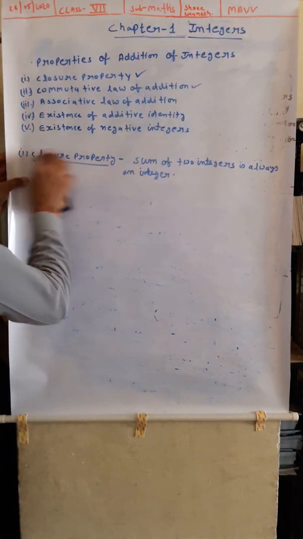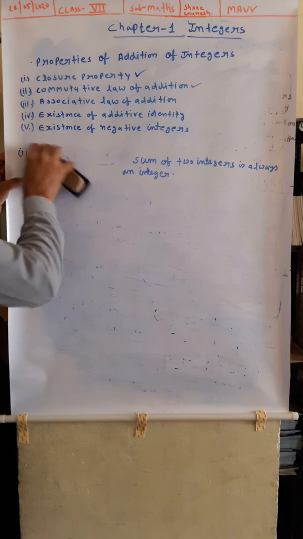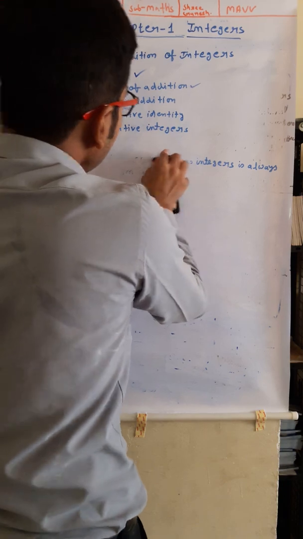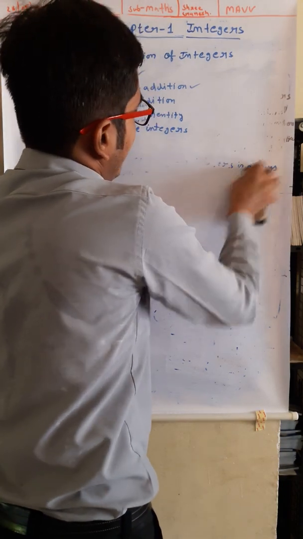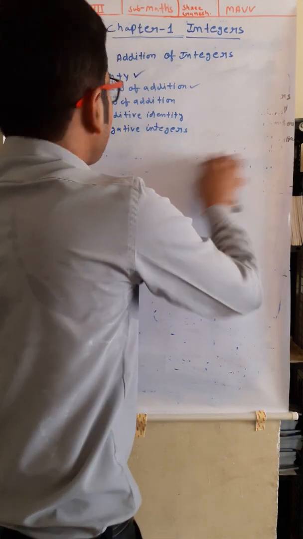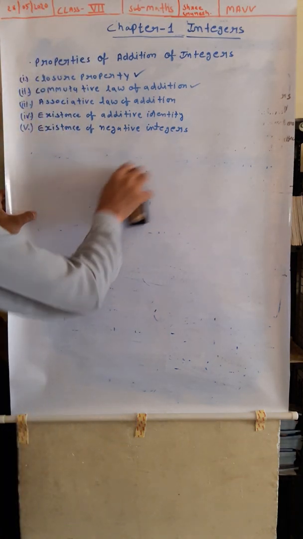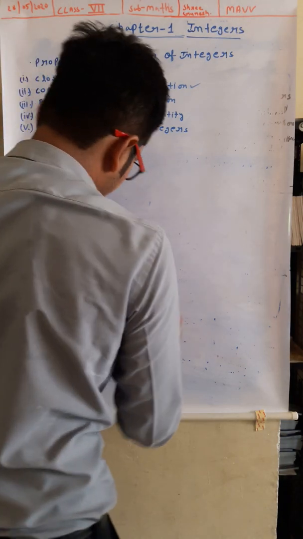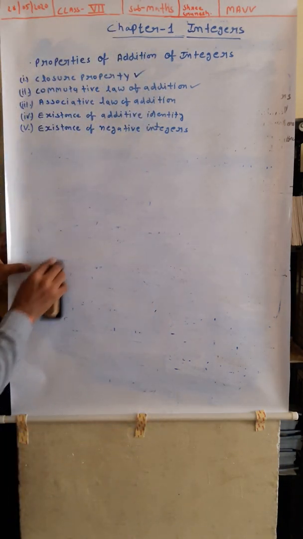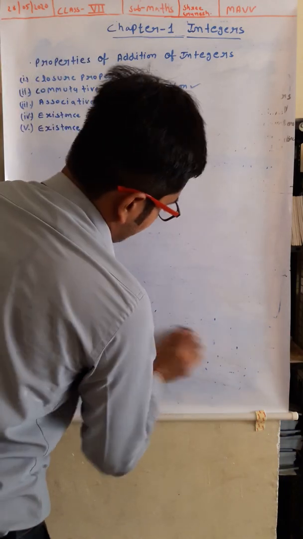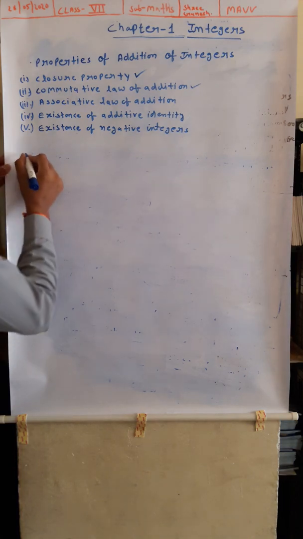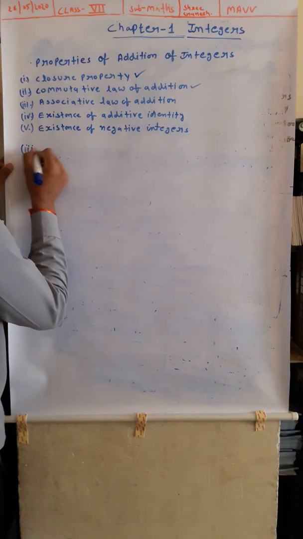Closure property we discussed. What is closure property? The sum of two integers is also an integer. And what is the second property we discussed? The commutative law of addition, a plus b is equal to b plus a. Understand? Okay. Now let's discuss the third property. The third property is the associative law of addition.